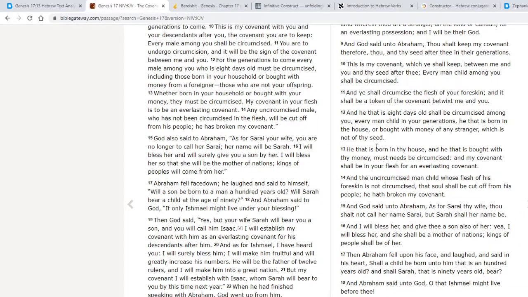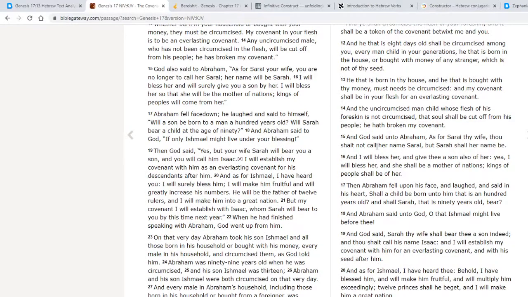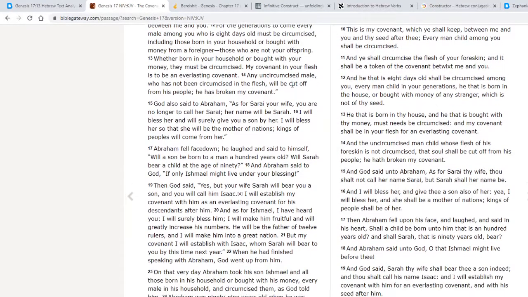Okay, verse 13. He that is born in thy house and he that is bought with thy money must needs be circumcised. And so that's how they're translating himol, right? And my covenant shall be in your flesh for an everlasting covenant. Okay. Whether born in your household or bought with your money, they must be circumcised. My covenant in your flesh is to be an everlasting covenant.